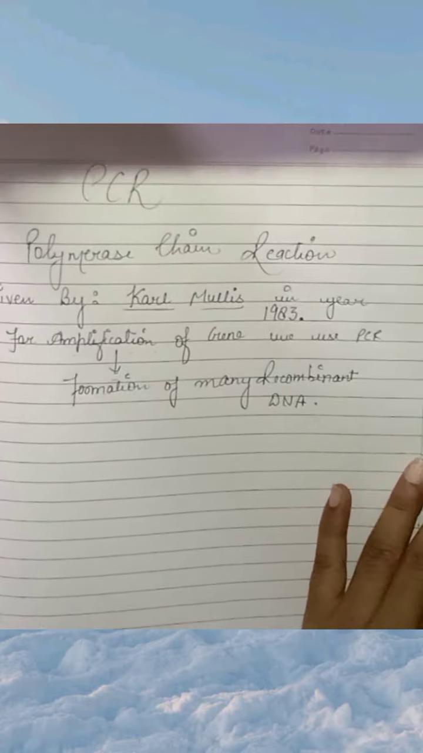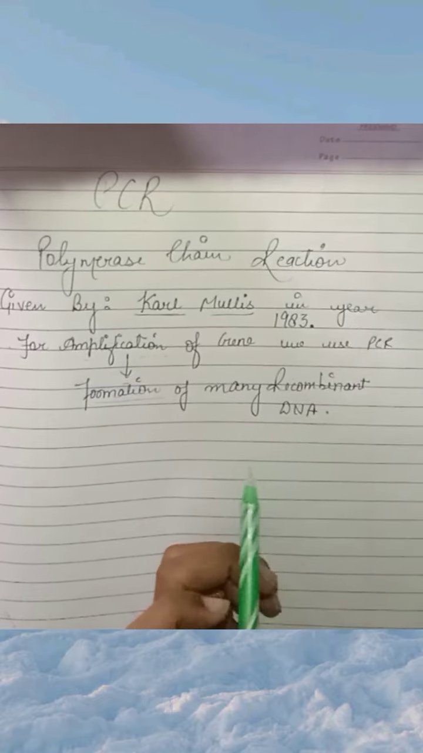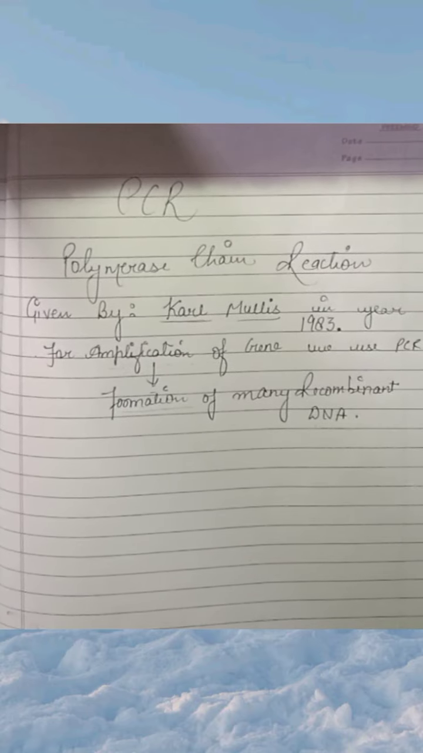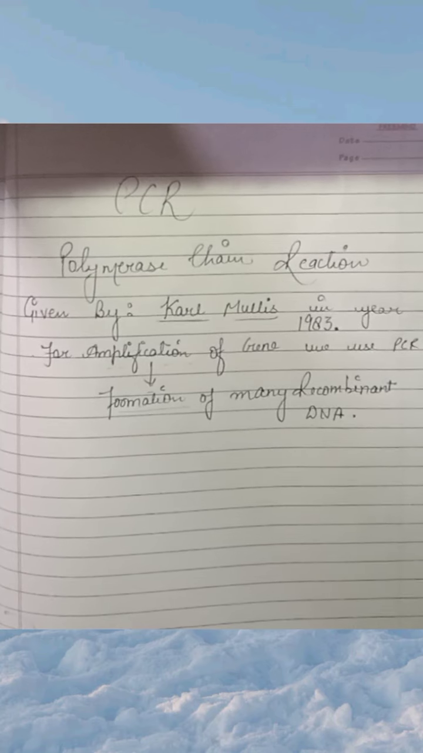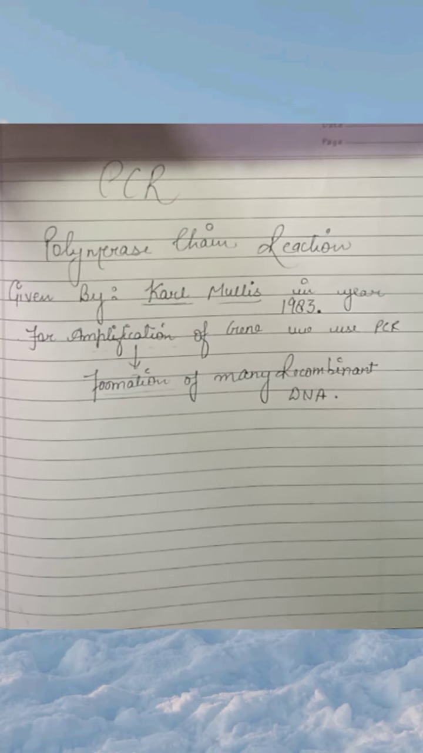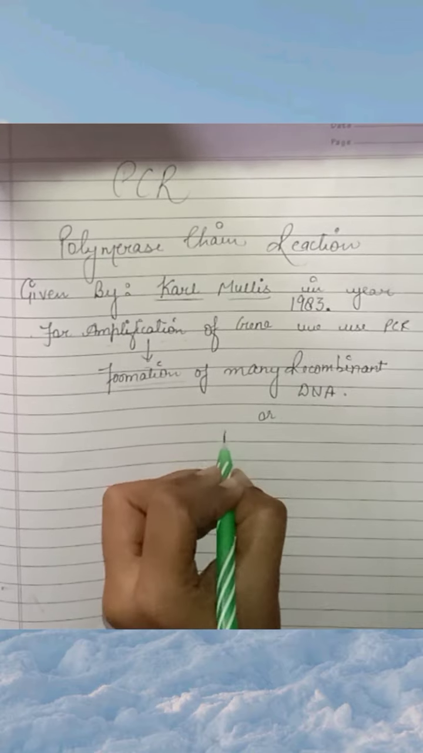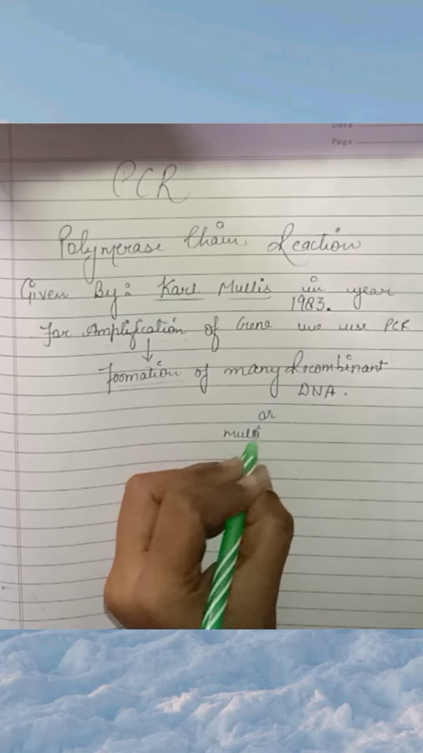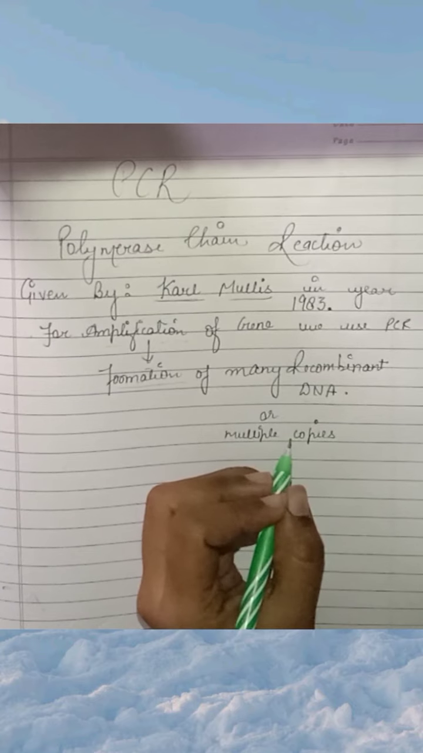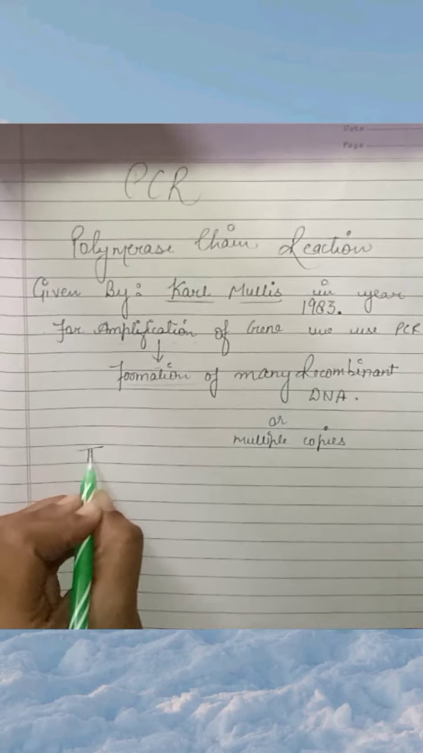For amplification of a gene we use PCR, which also means formation of many recombinant DNA. In this reaction, multiple copies of a gene or a DNA of interest are synthesized in vitro using two sets of primers. Every strand has 3' and 5' ends. I am also going to teach you by making a diagram, theoretically and practically.